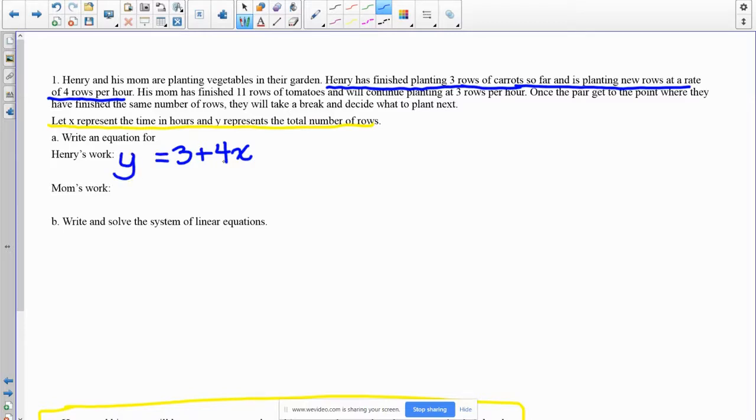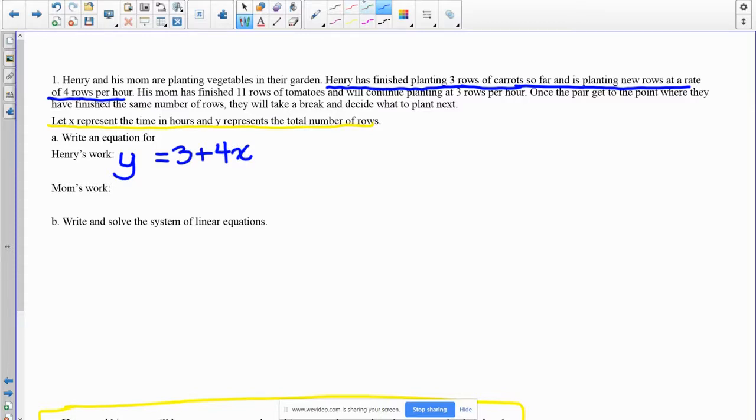So if he only plants for 1 more hour, he's going to put 1 here for X. So 4 times 1 plus 3 is 7. So he'll be able to have 7 rows planted after an hour. Or if he did 2 hours, it'd be 4 times 2 plus 3. And that's how many rows.